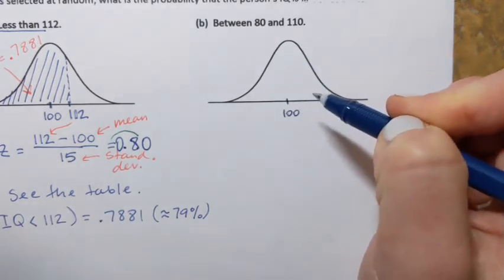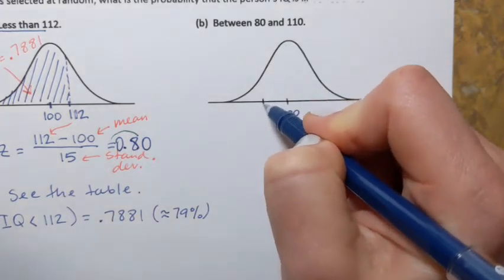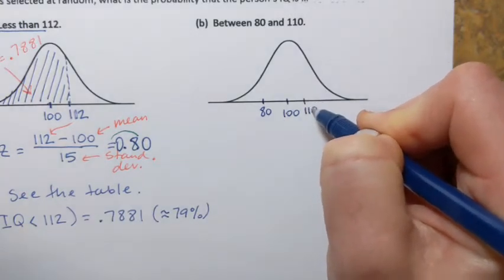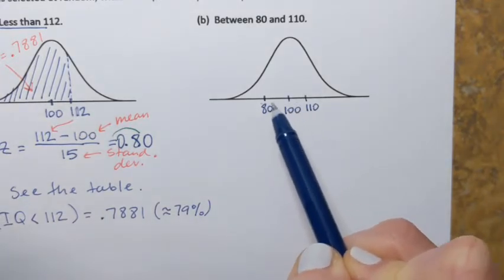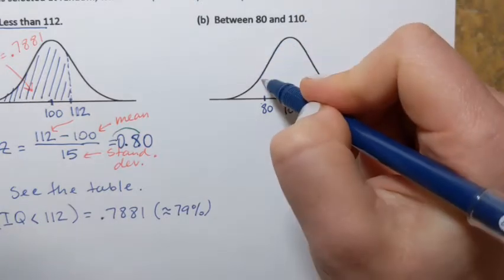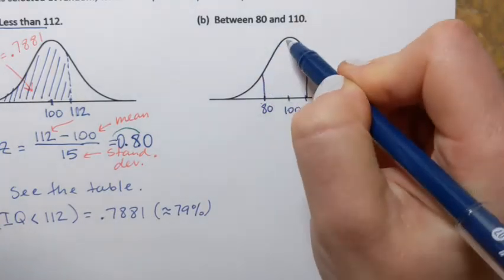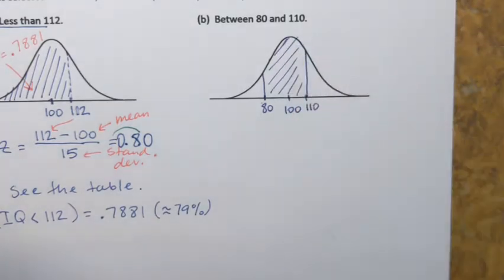So 100 is the mean, it's right in the middle. Then 80 is to the left of 100, and then 110 is to the right. And I want to find the probability that a person's IQ is between 80 and 110. Well, that probability will correspond to the area on the normal curve between those two numbers. But how do we find this area in between those two values?